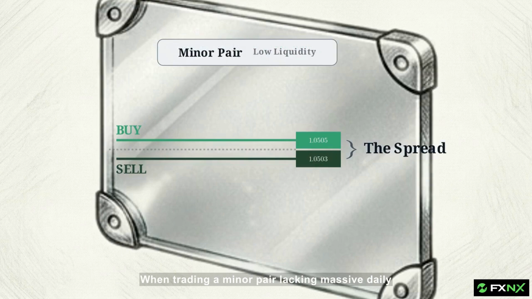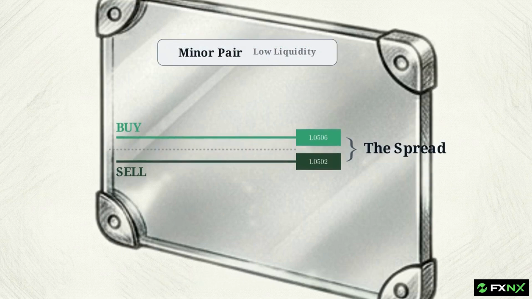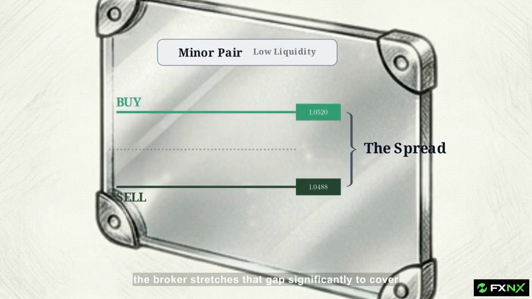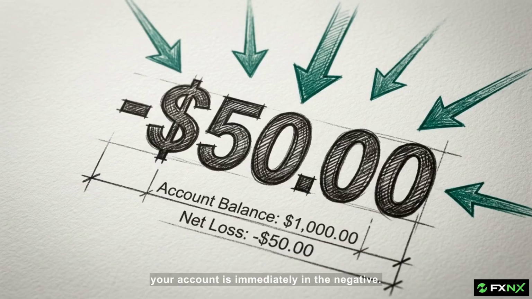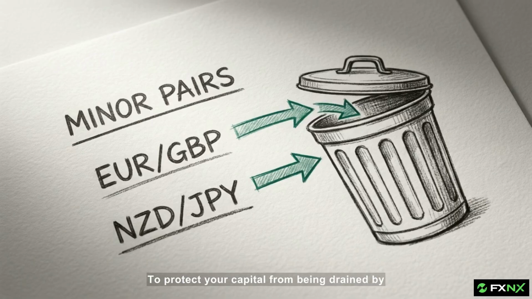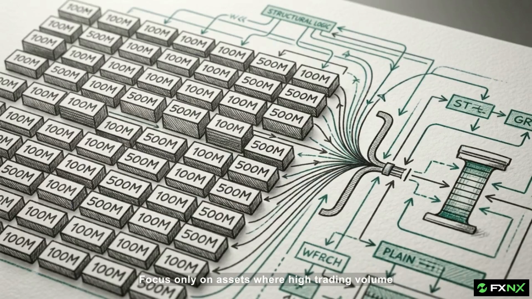When trading a minor pair lacking massive daily volume, the broker stretches that gap significantly to cover the risk of an illiquid asset. The mathematics of a wide spread guarantee that the exact millisecond your trade is executed, your account is immediately in the negative. You must overcome a steep fee just to break even. To protect your capital from being drained by transaction fees, you have to discard minor pairs. Focus only on assets where high trading volume pushes that spread near zero.